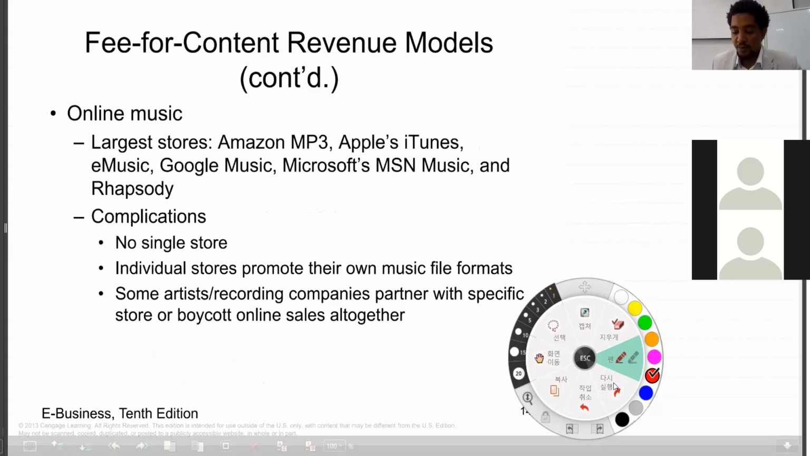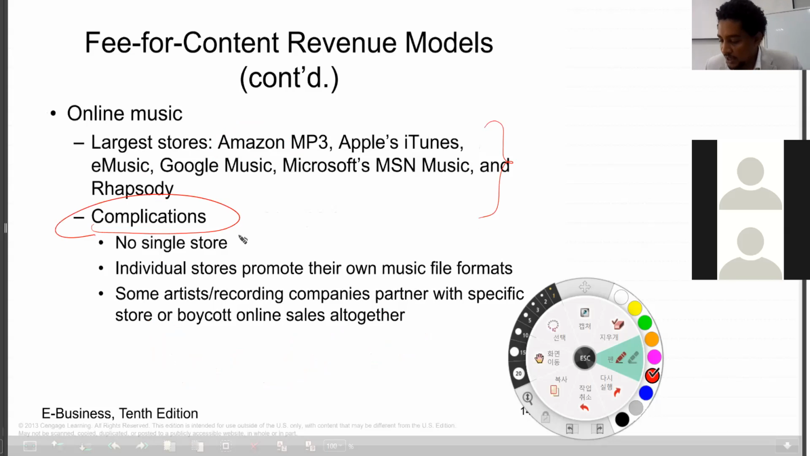And online music again. So you know iTunes, okay, or Amazon MP3 or eMusic, Google Music. These are based on subscription, right? You pay, you listen, okay? But there are some complications or some problems with this type of business.